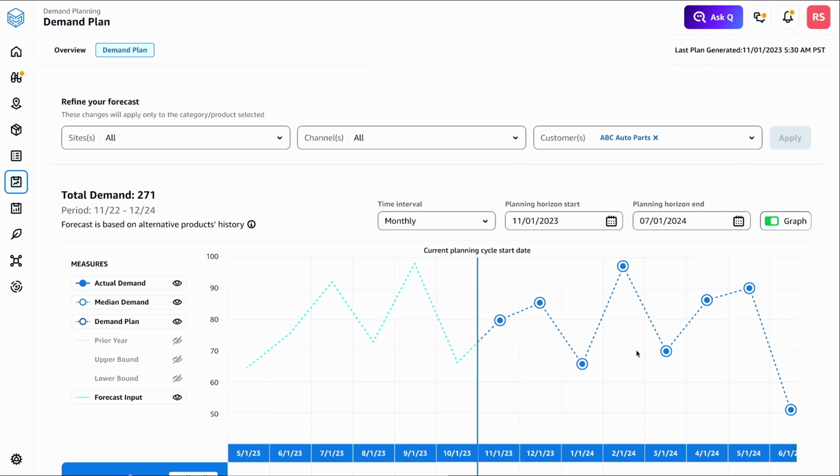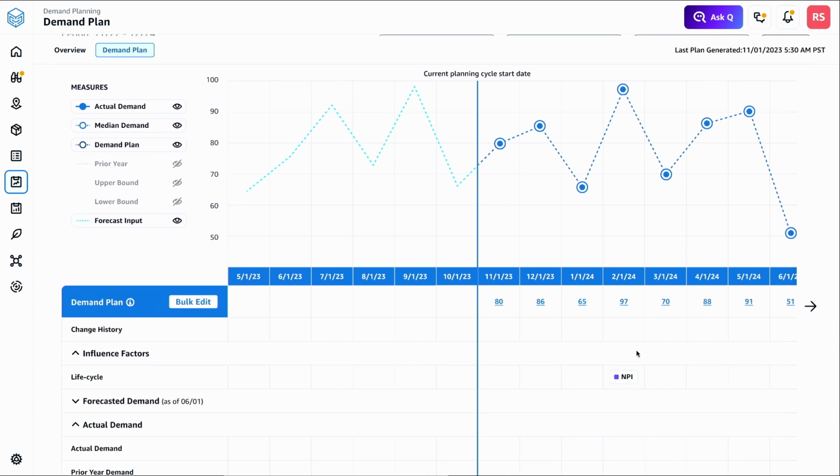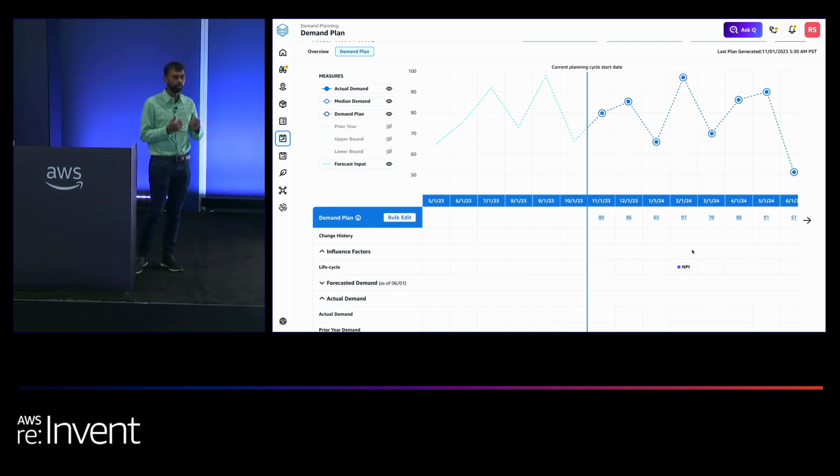Now, with AWS Supply Chain, we leverage Amazon.com's learnings and knowledge when it comes to understanding how forecast is being generated. So the machine learning models are largely inherited from the learnings from our .com side of the business.